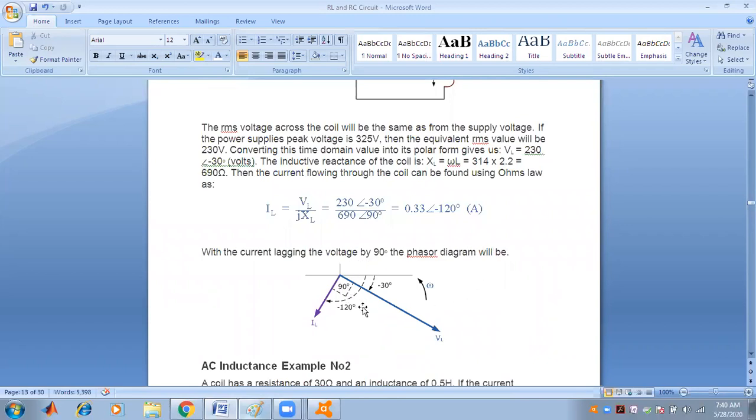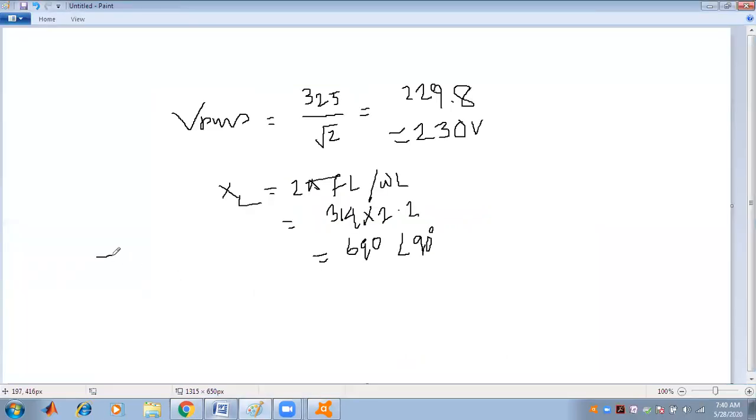So how do we draw the phasor diagram? If I take the voltage as a reference, there is a 30 degree phase displacement of the voltage. This is VL, and there is a 120 degree phase displacement, and this VL value will be the same. How can we draw it? Let us draw the phasor diagram, taking this as a reference.